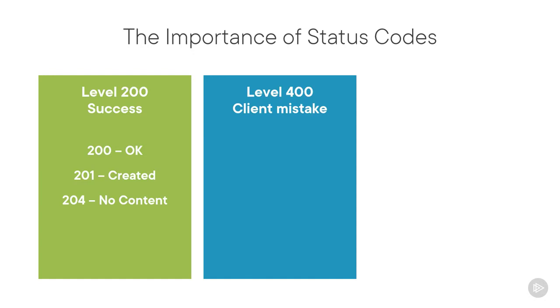Then there's the status codes that tell consumers they did something wrong. Level 400 status codes. Client mistakes, in other words. 400 means bad request. The request you, as a consumer of the API, sent to the server is wrong. For example, the JSON you provided cannot be parsed. 401 unauthorized means that no or invalid authentication details were provided. 403 forbidden means that authentication succeeded, but the authenticated user doesn't have access to the requested resource.